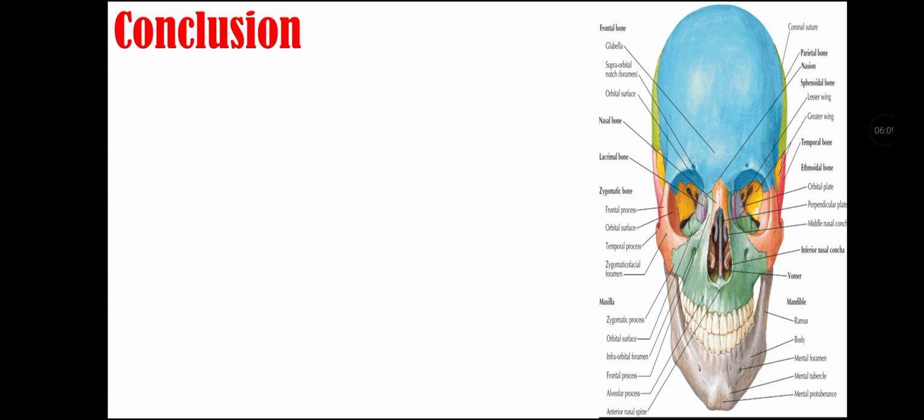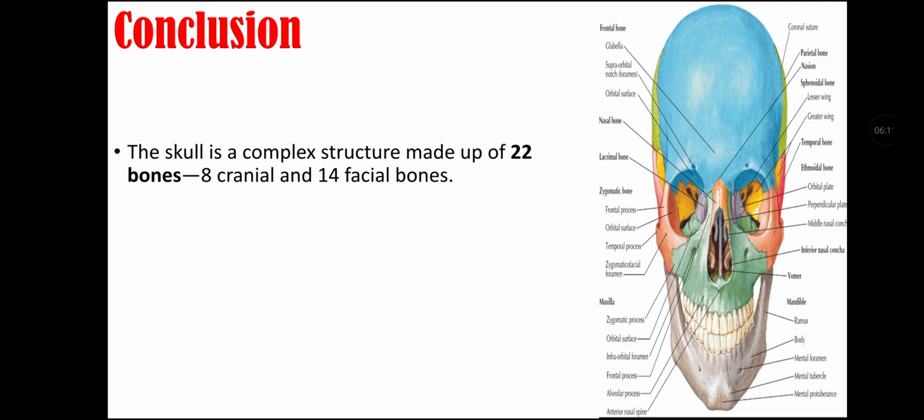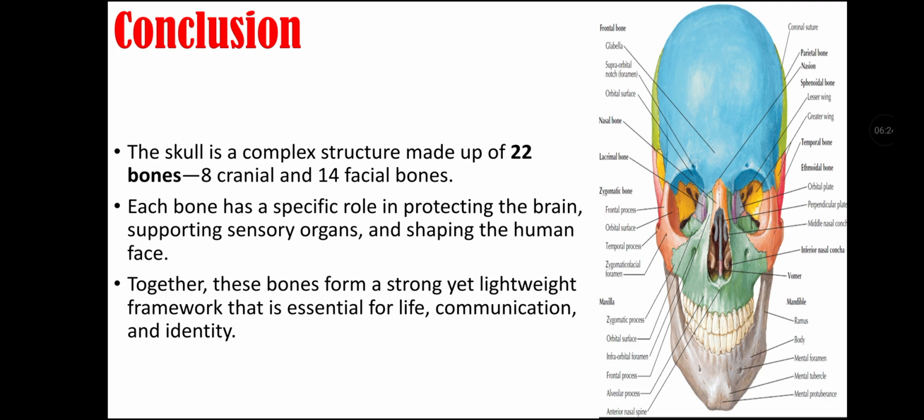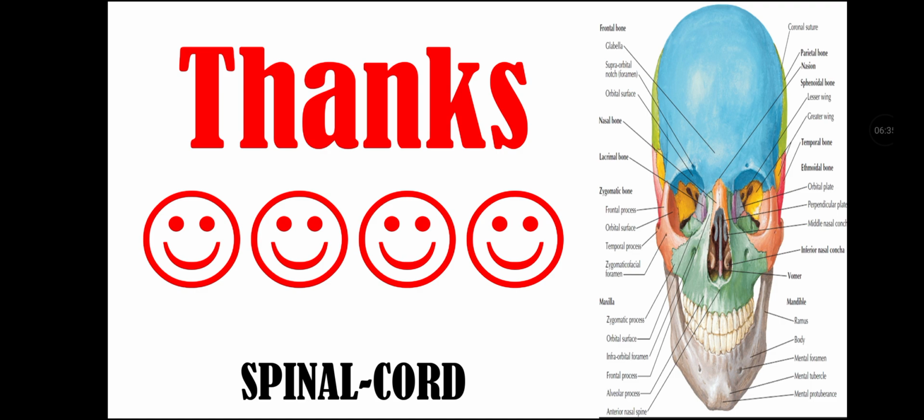Conclusion of this lecture video. Skull is a complex structure made up of 22 bones, including 8 cranial bones and 14 facial bones. Each bone has a specific role in protecting the brain, supporting sensory organs, and shaping the human face. Together, these bones form a strong yet lightweight framework that is essential for life, communication, and identity. And this was all about skull bones.